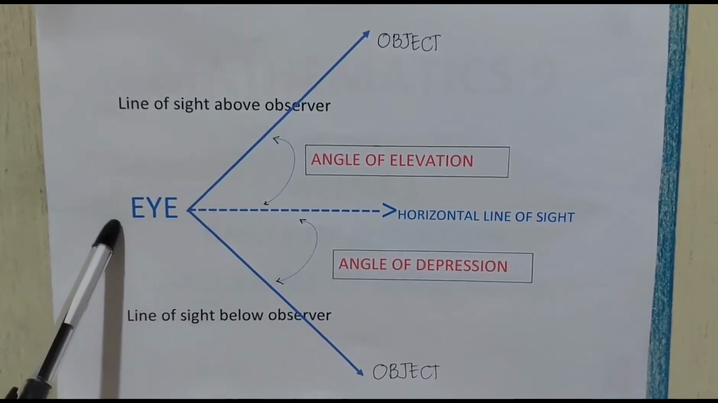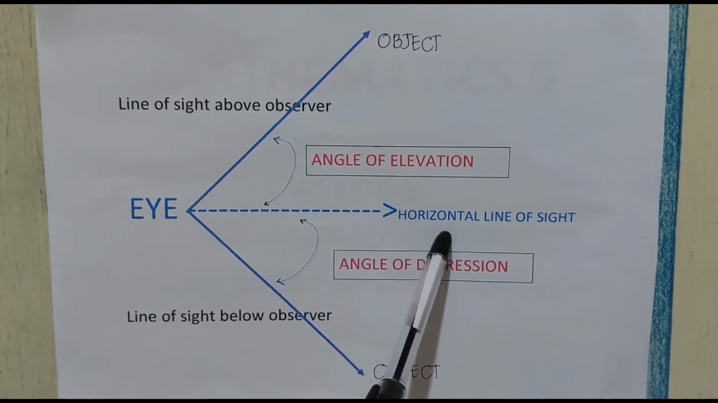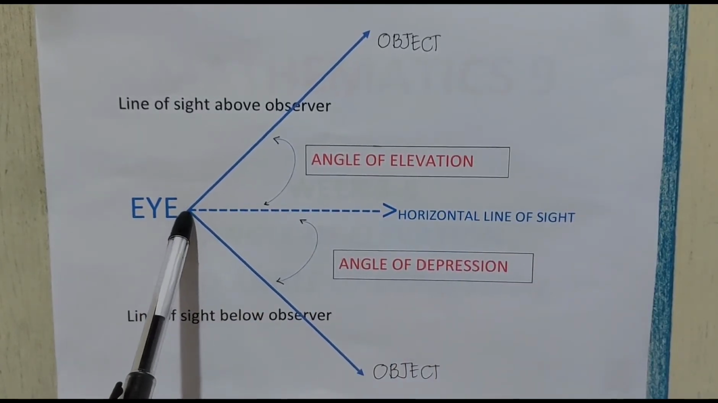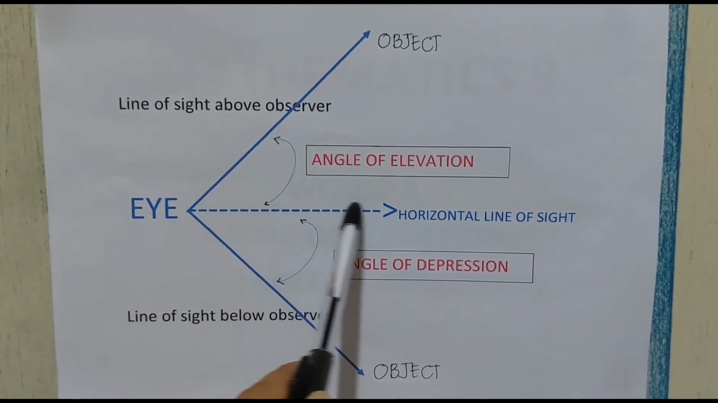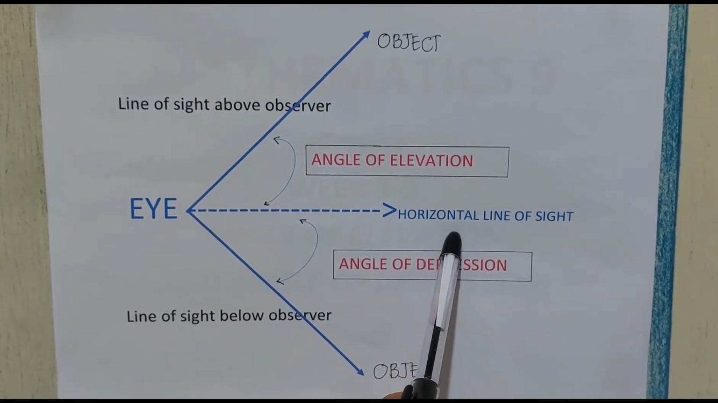So the eye is our reference point. This broken line refers to the horizontal line of sight. This is our reference, our eye. Straight ahead of your gaze, that is what we call the horizontal line of sight.